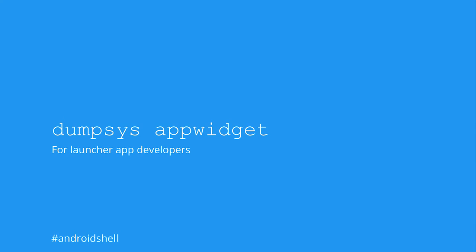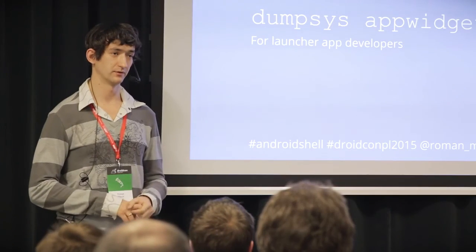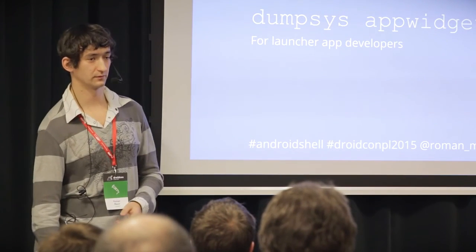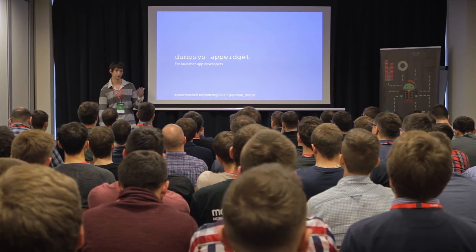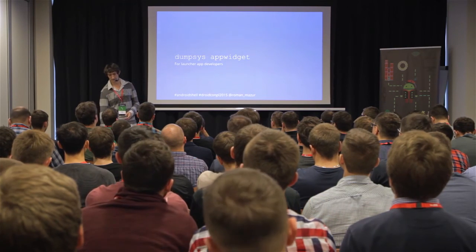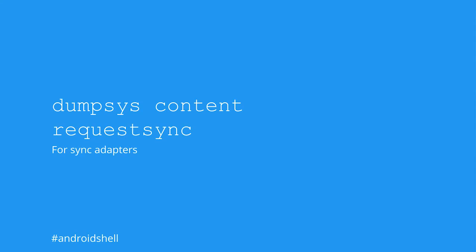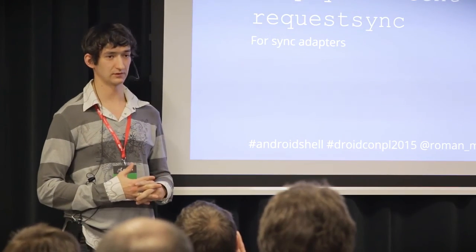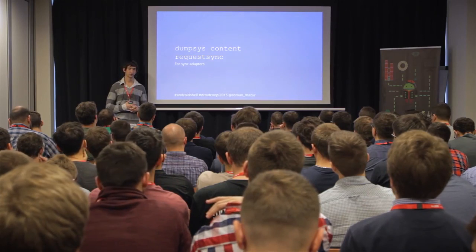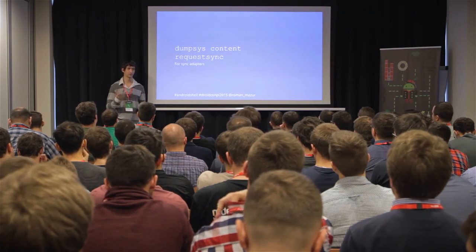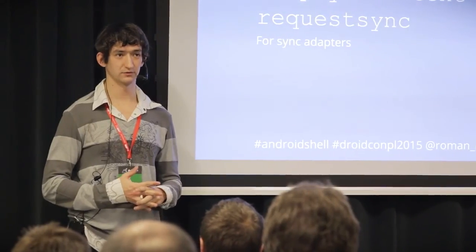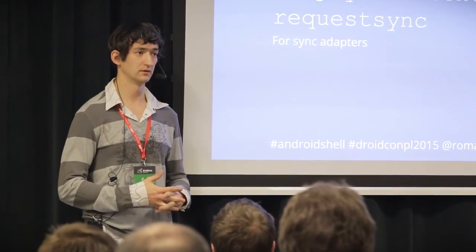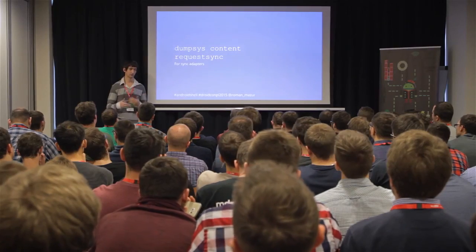A brief look at other commands. Dumpsys appwidget will be very useful for launcher developers. It's a good source of information about how your custom launcher uses third-party application widgets. And dumpsys content will give you information about all the sync adapters configured in the system. You will see when your sync adapter is scheduled to be started next time, and a history of how your sync adapter was triggered. And you have a special command, requestsync, that you can use to trigger synchronization on some account.